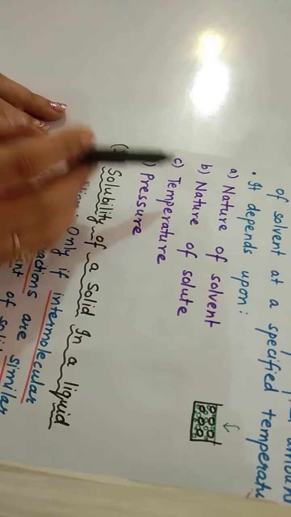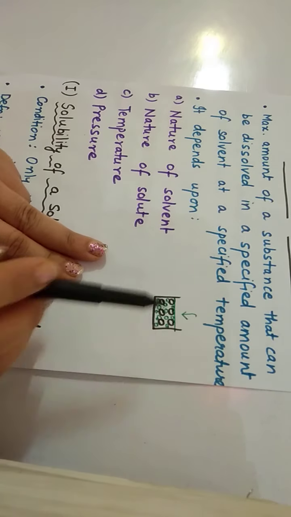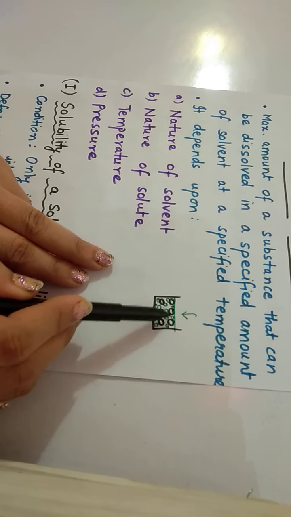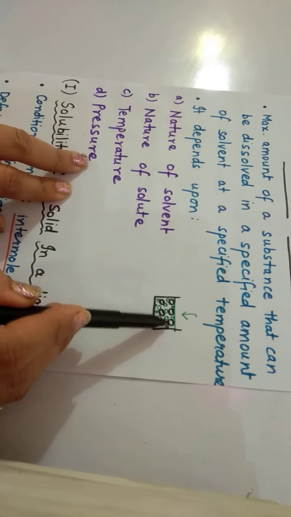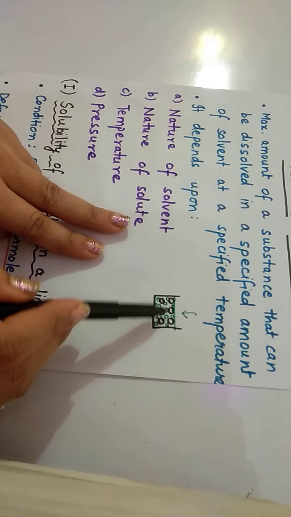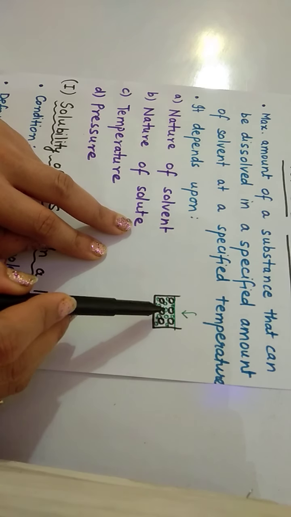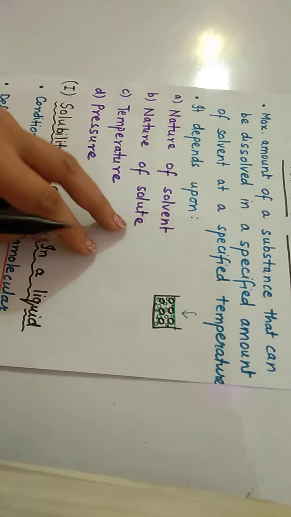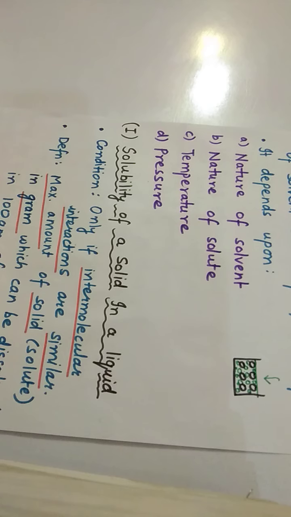Now, solubility depends upon 4 factors: the temperature, the pressure, the nature of solvent molecules and the nature of solute molecules. Solvent here is water and the solute here is sugar. So it depends upon the nature of the sugar particles and the water particles, and at what temperature and pressure this was carried out. So it depends upon these 4 factors.